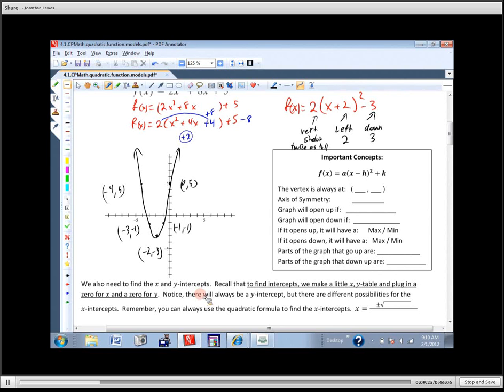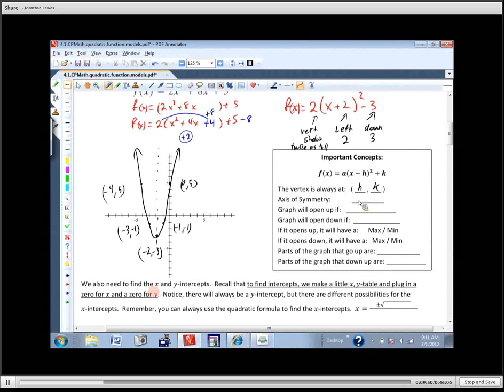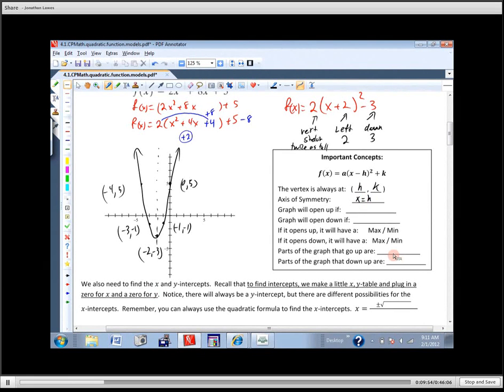Okay. So let's talk about what we've got if we have something in vertex form. The vertex is always at (h, k) when it's in vertex form like this. Okay. When we graphed these before, we didn't make a big deal about the axis of symmetry, but it does have an axis of symmetry. It runs right down the middle of it, right through the vertex. And since it's always a vertical line when we're dealing with things like this, it's going to be x equals whatever the x coordinate of the vertex is. So it's going to be x equals h.